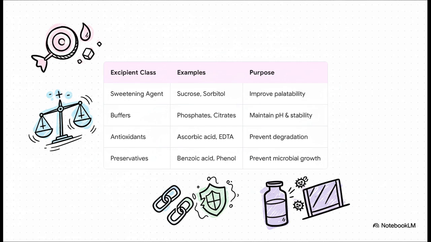Sweeteners like sucrose, that's a no-brainer, right? They make the medicine taste better, which is super important, especially for kids. But the others are all about the science. Buffers, like citrates, keep the pH stable, because the wrong pH can literally make a drug fall apart in the bottle. Antioxidants stop it from going bad when exposed to air. And preservatives? Oh, those are non-negotiable. They stop nasty microbes from growing in there and making someone even sicker.